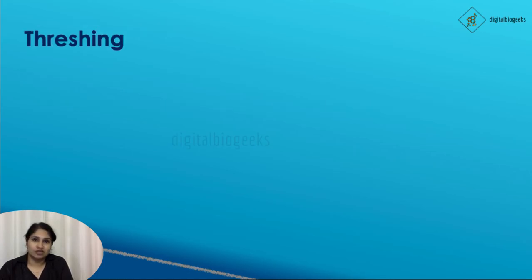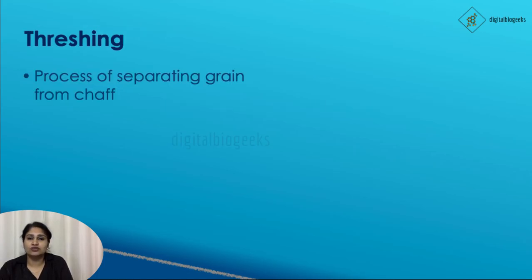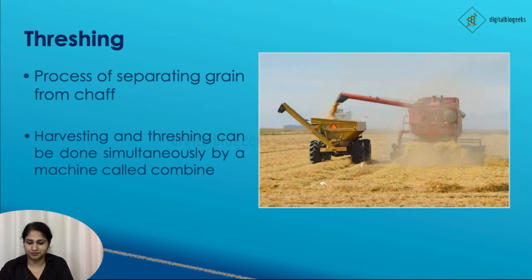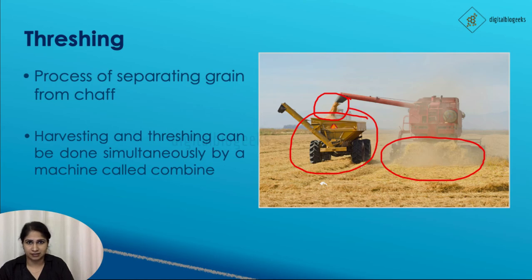Moving on to threshing. Threshing is the loosening of grain from the shaft to which it is attached. And harvesting and threshing can be done simultaneously by a machine called combine. Here we can see harvesting, that is cutting of the mature crops is done, and here the grains are separated from the chaff and this grain is collected in this container.